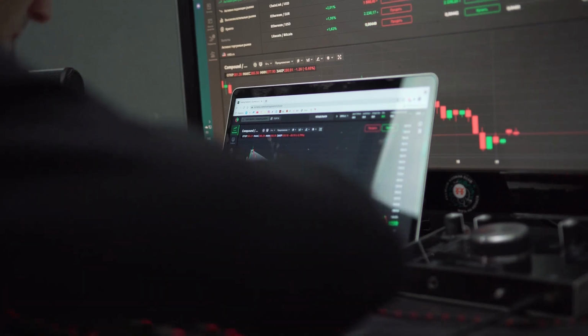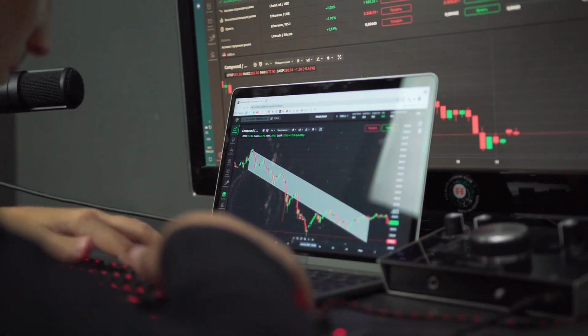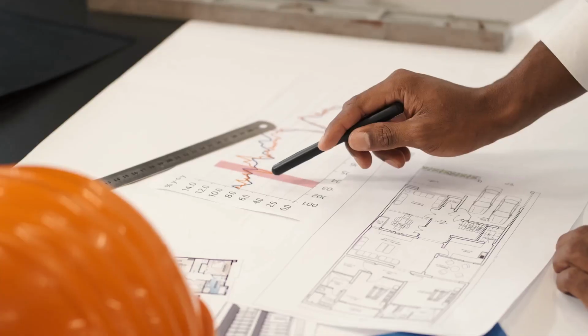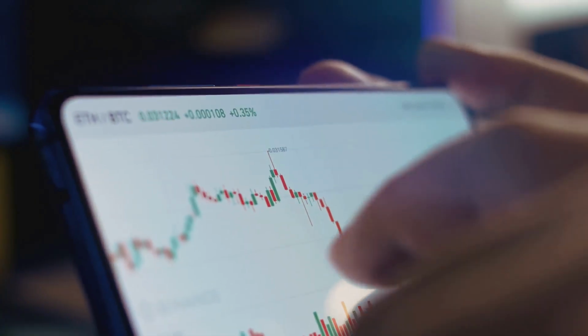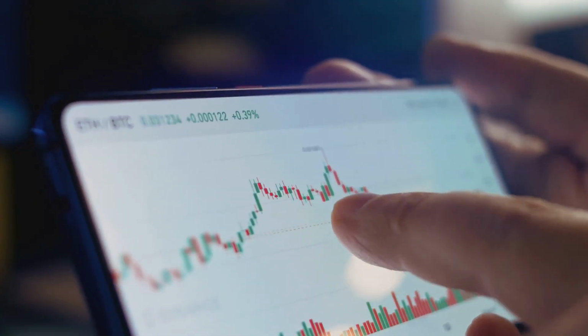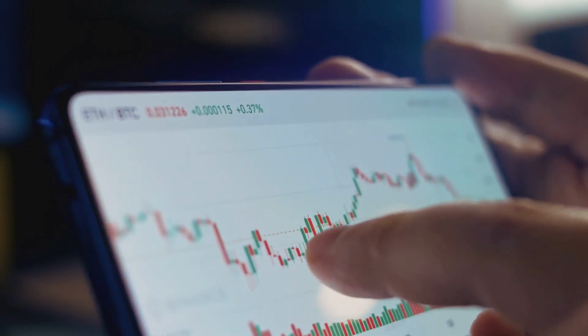Now, let's talk about how to actually trade the rectangle pattern. The key here is patience. You don't want to jump the gun and enter a trade before the breakout is confirmed. Remember, the market can stay in this consolidation phase for a while, testing your patience and discipline.